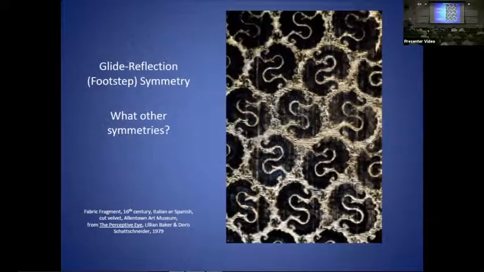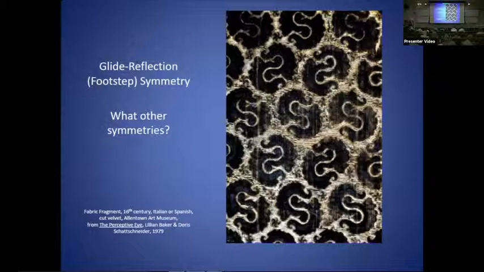This is a lovely Italian or Spanish, we don't know which, fabric from the 16th century. So we're in the 21st century, so this is like 500 years old. And you can see the forward and backward S's. That clues you that it's footstep symmetry. And then also, of course, there's glide symmetry here, from here up to here, from this S up to this S, and the whole pattern would follow those glides.